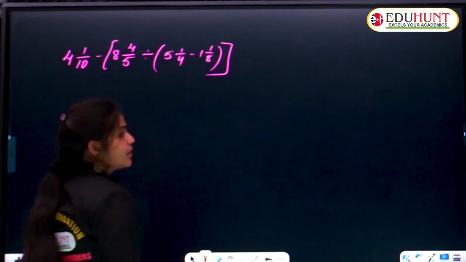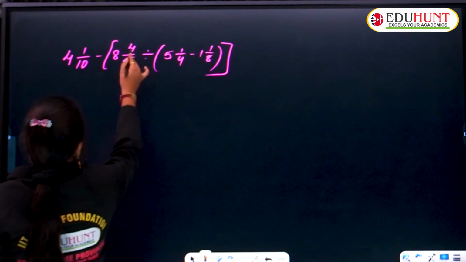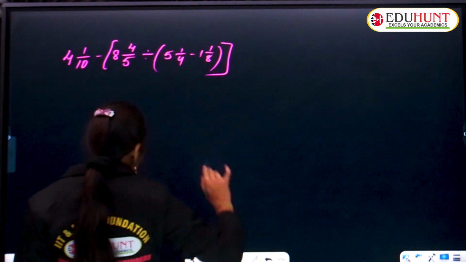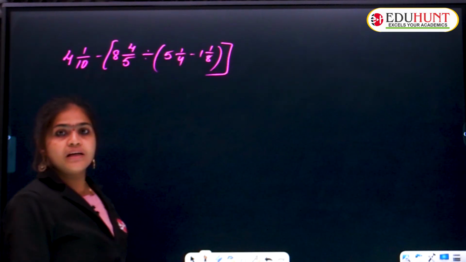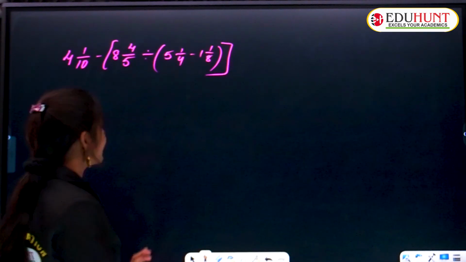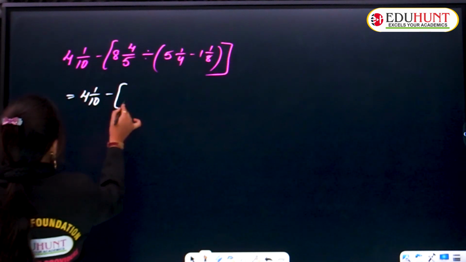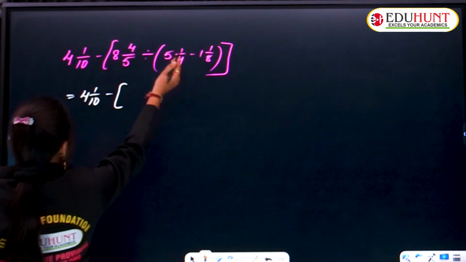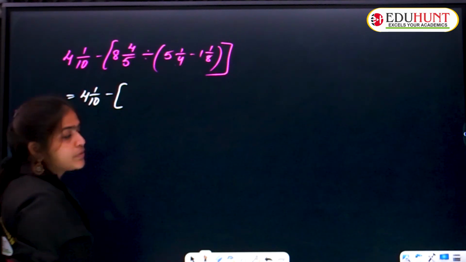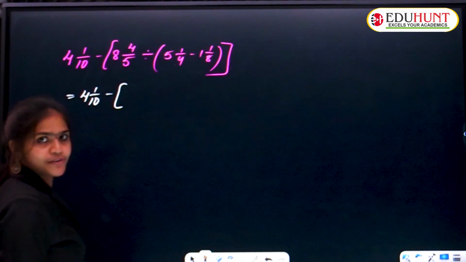See the example here. 4 1/10 minus [8 4/5 divided by (5 1/4 minus 1 1/8)]. See, children, what I told you, first the brackets. First, which one do we need to simplify? Brackets. Here two brackets are there, one is a square bracket, another is a parenthesis. First we need to simplify the inside bracket.